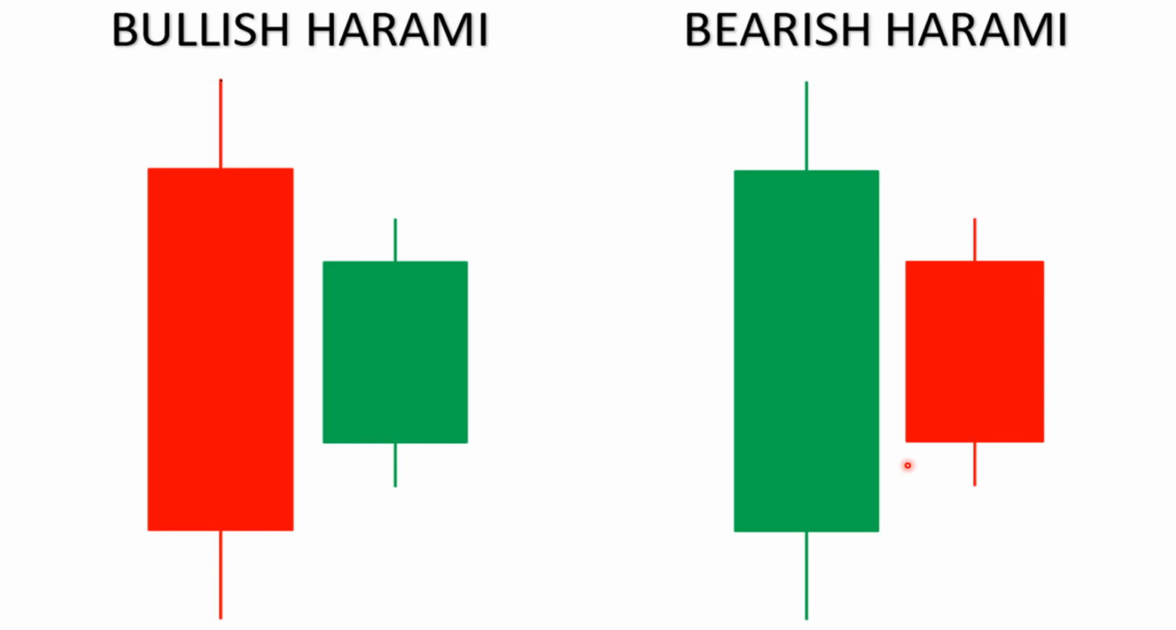Just as a reminder, the Harami Cross is a big candlestick followed by a doji. So in a downtrend, if you see a red candlestick then a doji, that's a Harami Cross, and a bullish one.